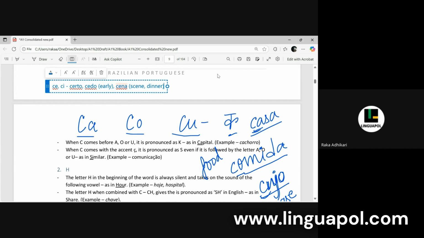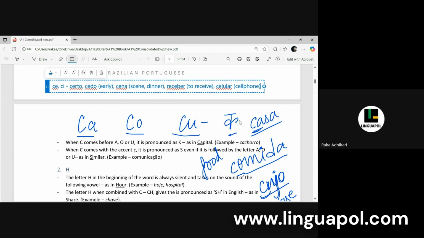For example, the word receber, to receive. So it is not necessary that the CE has to come in the beginning of the word. Even if it comes in the middle of the word, the sound remains S. Receber, to receive. Similarly, celular, your cell phone, mobile phone, cellular.